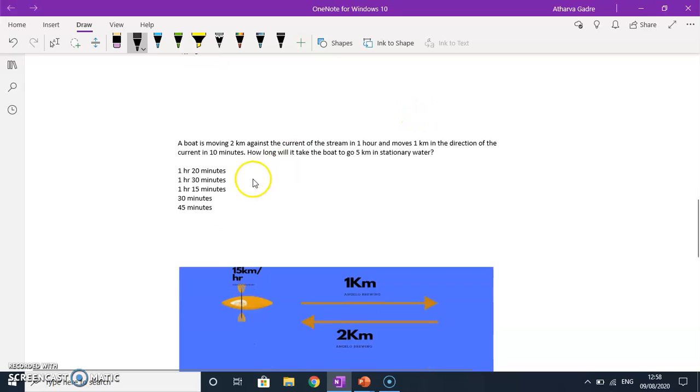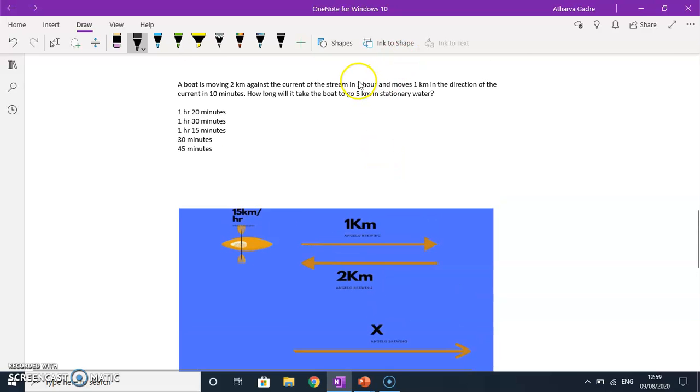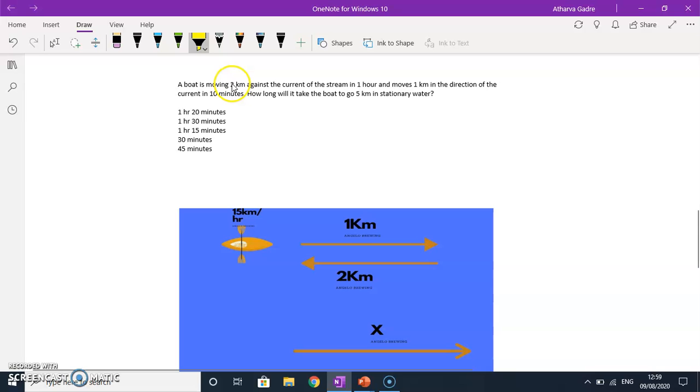Next question is, a boat is moving 2 kilometers against the current of the stream in 1 hour and moves 1 kilometer in the direction of the current in 10 minutes. How long will it take the boat to go 5 kilometers on stationary water? So we have to find the speed of the boat, and then the time taken by the boat to travel 5 kilometers in still water. As the question depicts, it travels 2 kilometers against the current, that is upstream, in 1 hour, and it moves 1 kilometer downstream in 10 minutes.